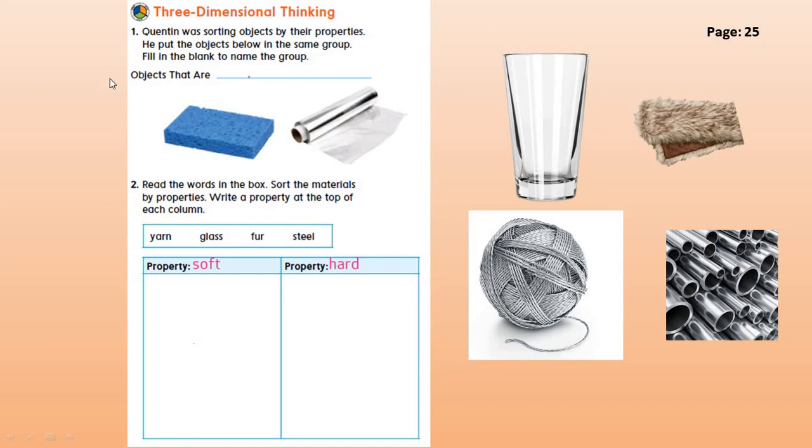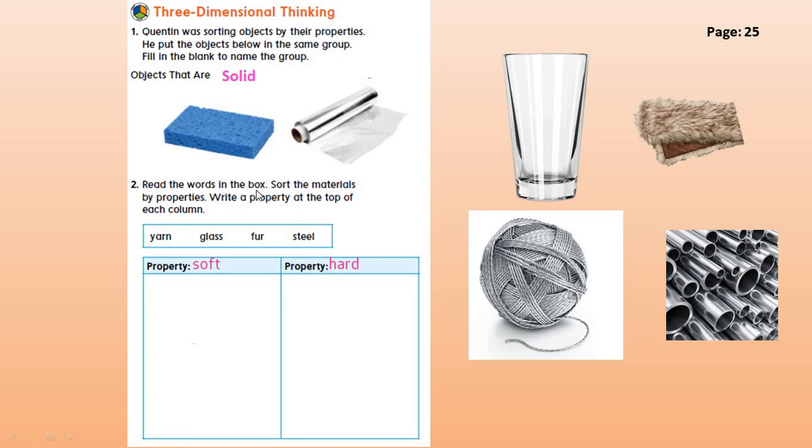What this group should be? Objects that are, what do you think? Are they solid? Are they hard? Are they smooth? Are they colorful? Are they rough? What do you think, grade 2? They are solid. Excellent, grade 2. They are solid. Let's see question number 2.